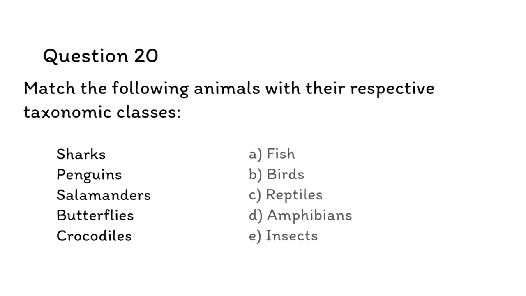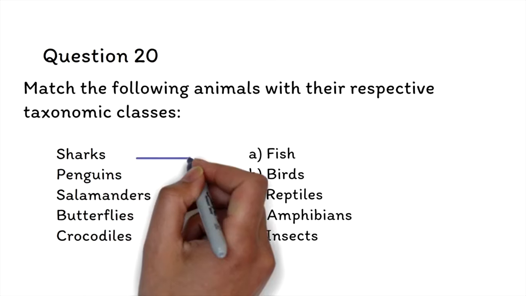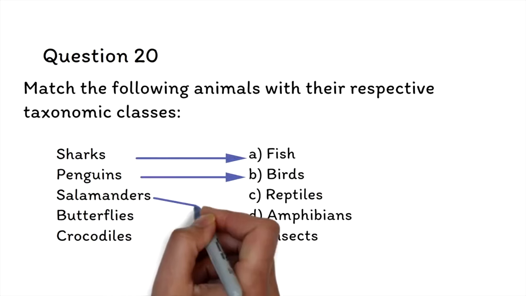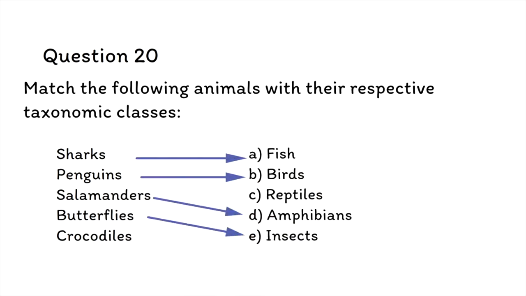Question 20. Match the following animals with their respective taxonomic classes. Sharks, penguins, salamanders, butterflies, crocodiles. For questions on taxonomy, the animals used are usually going to be familiar animals. Start by matching the ones that are obvious to you and continue from there. For this question, sharks are a type of fish. Penguins are birds. Salamanders are amphibians. Butterflies are insects. And crocodiles are reptiles.